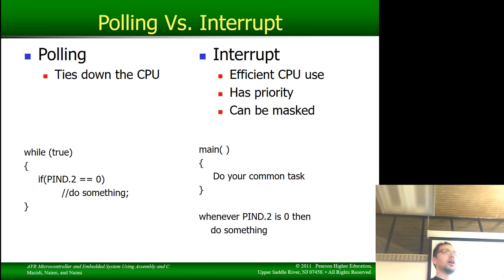Interrupts greatly reduce the load on the CPU, all right, because they offload that processing, that polling, to additional hardware. We can have lots of things that cause interrupts, okay, and we can also turn off some interrupts.